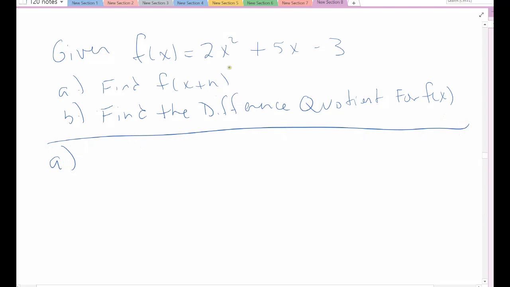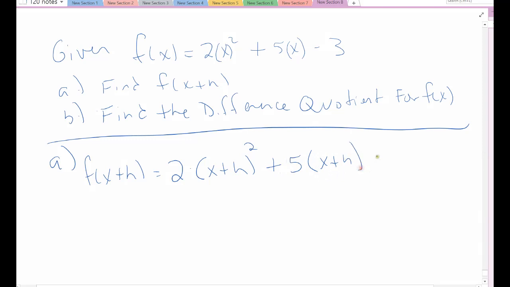Alright, so again, everywhere there was an x, we're going to replace that with x plus h. And when I do it, I need to put parentheses around it. So when I'm doing f of x plus h, it's going to be 2 times parentheses, x plus h, end parentheses, and then square, plus 5 times parentheses, x plus h, and then don't forget the minus 3. If I were going to forget something, the minus 3 is what I would forget, so make sure you're careful.